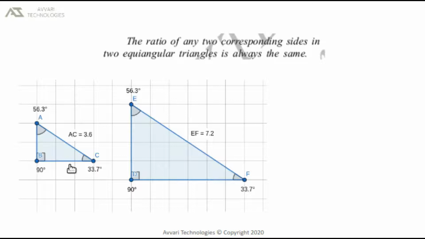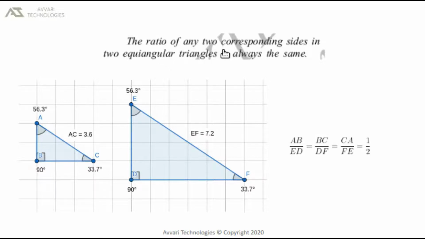Here we got two equiangular triangles because angle at B in the first triangle is 90 degrees, angle at D in the second triangle is also 90 degrees. Angle at A in the first triangle is 56.3 degrees, angle at E in the second triangle is 56.3. The same goes for C as well. We are done with the first aspect of the statement. Now let us move on to the second aspect.